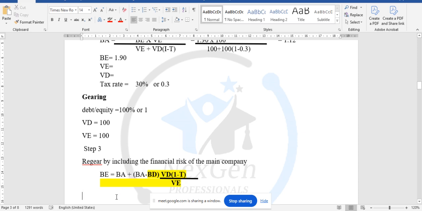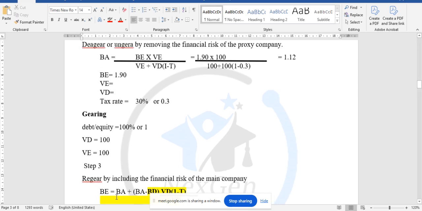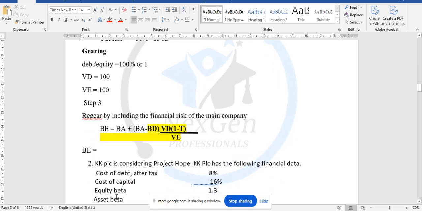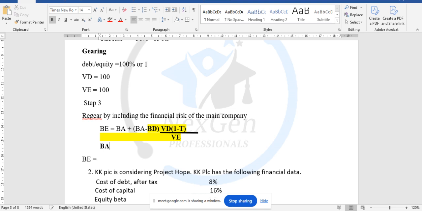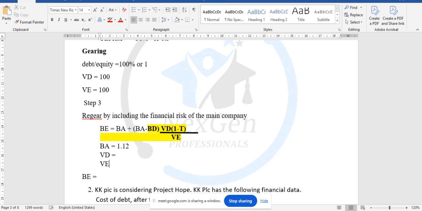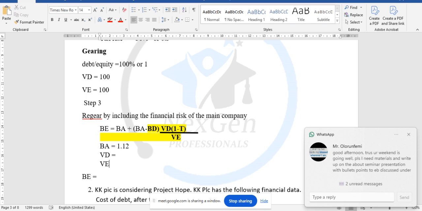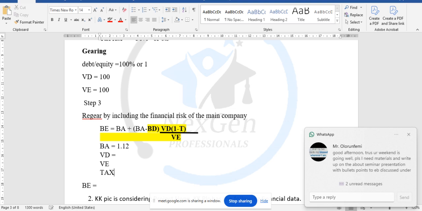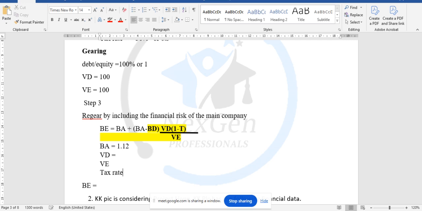Now, if that is established, we continue with BE equals. We've already calculated the asset beta to be 1.12. Asset beta, BA. Let me bring the formula out so that you see it. BA equals 1.12, the value of debt for the main company, the value of equity for the main company, and the tax of the main company. Tax rate, sometimes their tax rates may be different, right?